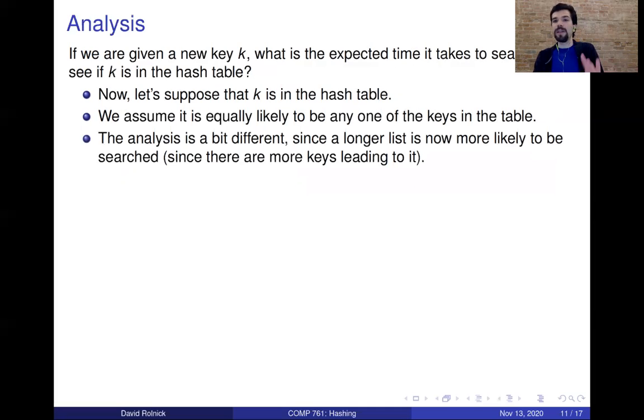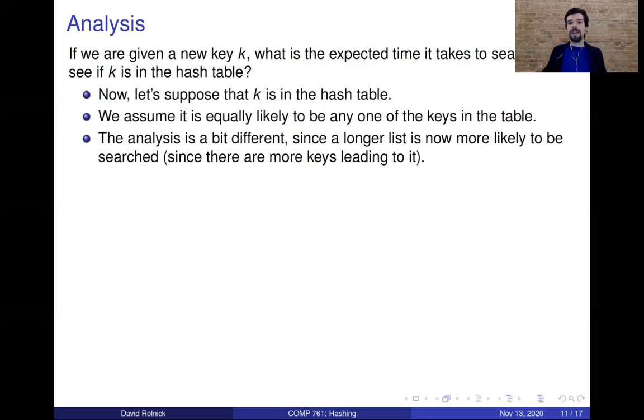Well, the analysis is a bit different, because now you're actually more likely to look in a longer list. Why are you more likely to look in a longer list than a shorter list? Because a longer list has more things in it, and you look in the list which has your key in it. This is sort of like my friends being more social than I am. Somebody who has a lot of friends is more likely to be your friend, because they have a lot of friends. A longer list is more likely to be where you search because it has more things in it.